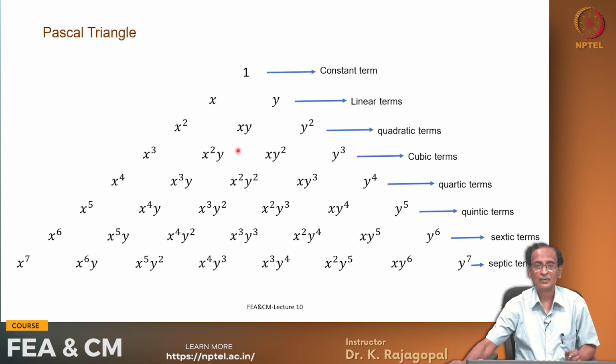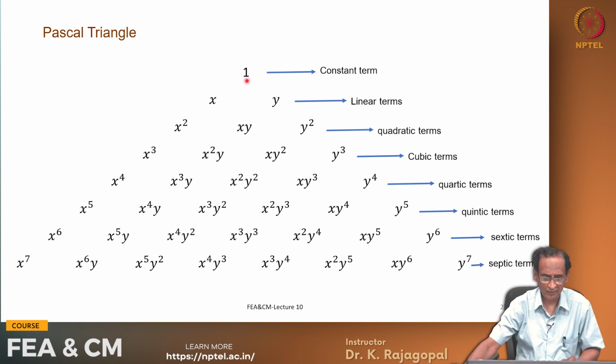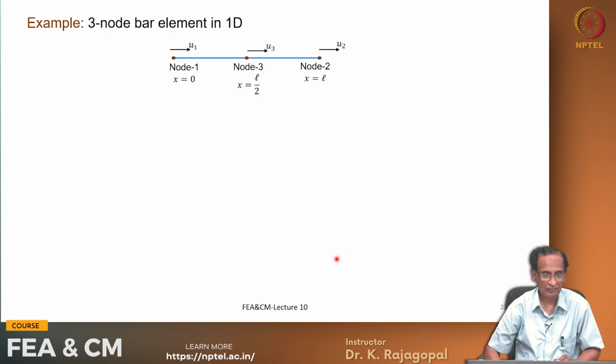To help us in choosing the terms, we have a Pascal triangle, and this particular one is in 2 dimensions in terms of x and y. We need to include a constant term in the polynomial, and then the linear terms, and then quadratic terms x square, xy, y square, and then the cubic terms x cube, x square y, x y square, y cube, and so on, the quartic terms, quintic, septic, and so on. There is one example given here.